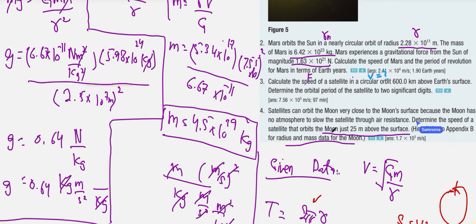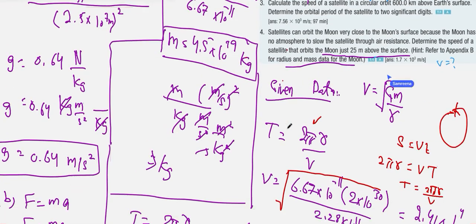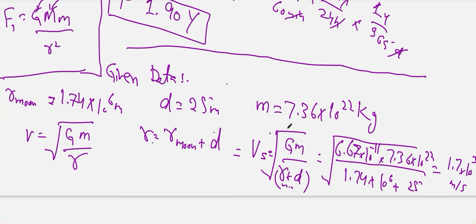Over here the moon is very close to the sun. It is just 25 meters above the sun. We have to determine the speed of the satellite, that is, the speed of the moon when it is orbiting around the sun, and we also know that the mass of the sun is 2 into 10 raised to the power 30 kilogram. So we will put these values into the solution.